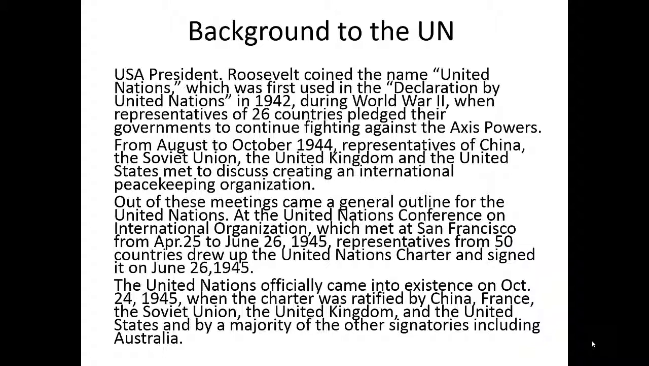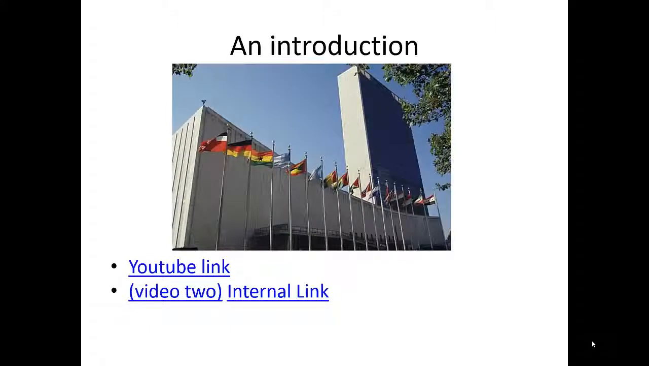If you want to know more about the background to the UN, you might pause now and read this slide. However, I'd prefer to show a brief video at this point. It's a little more interactive and talks about the history of the UN. Remember, no content, no examples that you use in a SAC or an exam can refer to anything pre-2000.